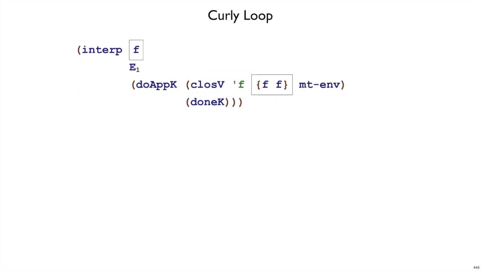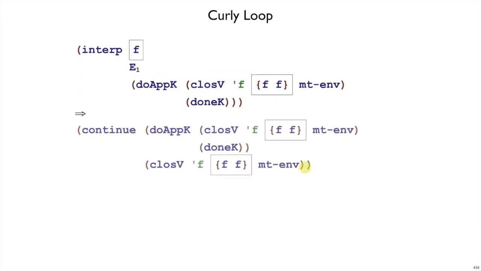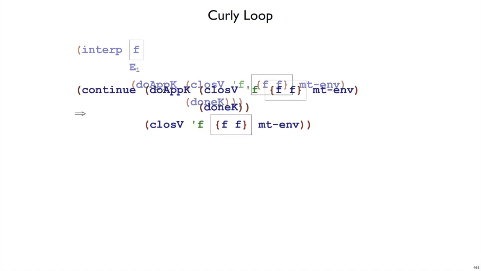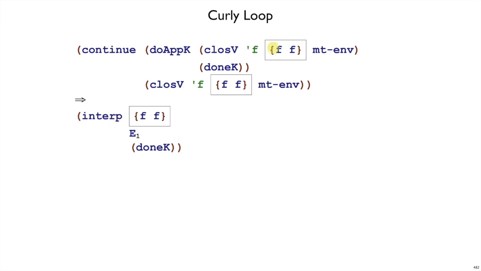And now we're interpreting f in e1 again, so we continue right away again with that closure that we find in e1. We continue with that closure value and the current continuation, which is this do app k, and that means that we will start interpreting the body expression in the extended environment. And if you extend empty env with f mapped to this value, you get to the same e1 that we had before. So here, now you see we've gotten to the same place that we were before: an interp of f applied to f in e1 and done k.